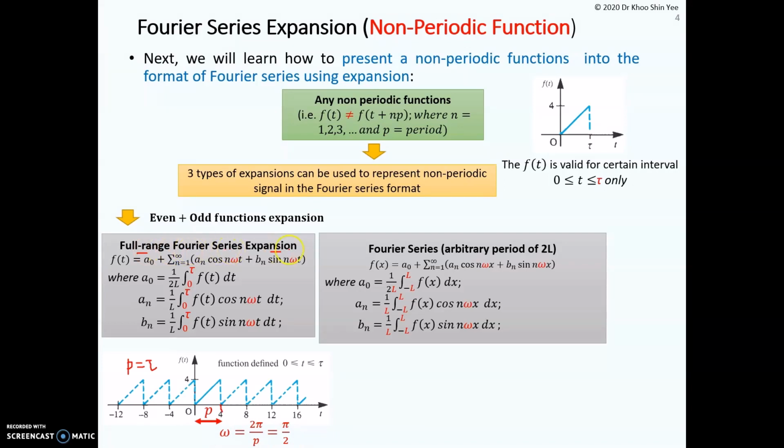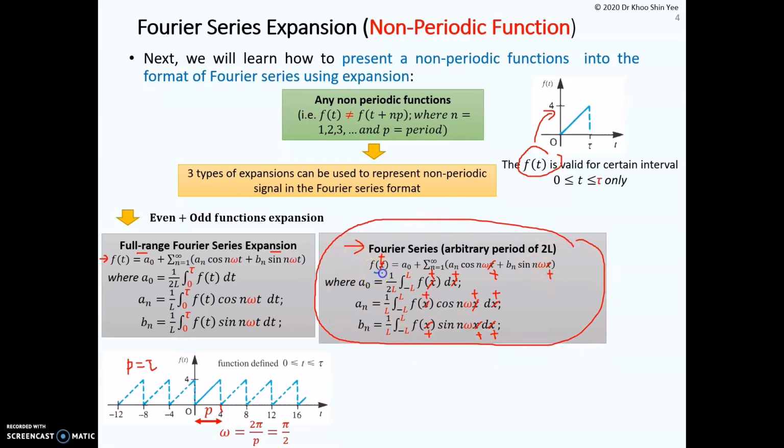Full range Fourier series expansion is given by this formula. If you compare to the previous Fourier series formula, you find they have similarity. Since the function is in t variable for this signal, we replace all the x variables with the t variable here. When you compare it side by side, you see you have the same formula for the f(t) function here. It has a constant a0 plus the cosine term and the sine term. The formulas to compute the coefficients a0, an, and bn are also the same. The main difference is we change the lower and upper limit to be from 0 to tau.